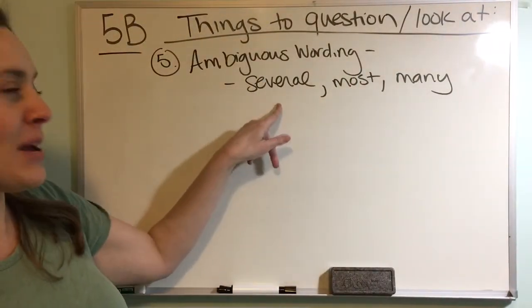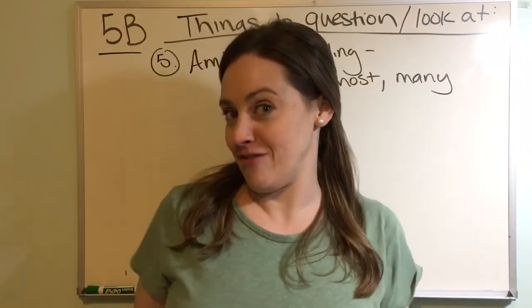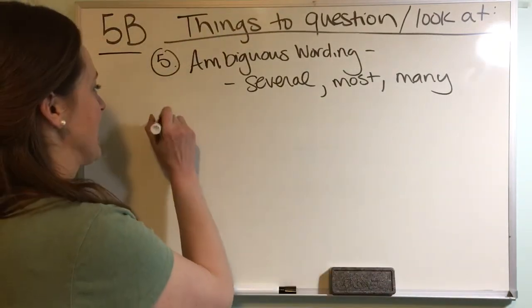What about several? How many is several? If I had several brownies after dinner tonight, how many did I have? 4? 5? 6? Several. We don't know. Just several. Right? That's ambiguous wording. What do these words mean?